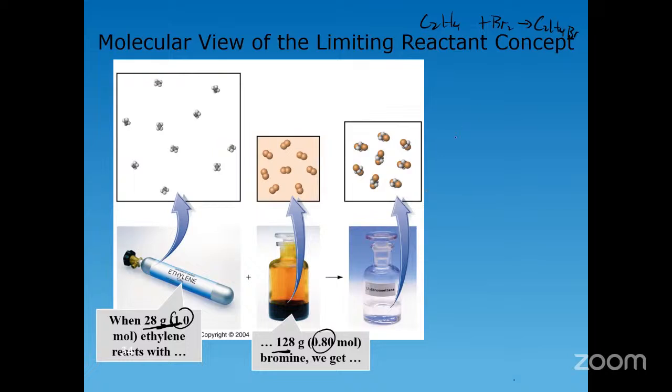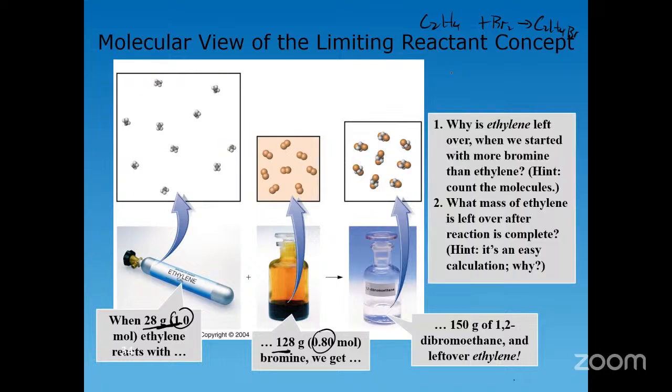So what will happen is, let's see here. Okay, I don't have the space to scribble, but basically because it's a 1-to-1 ratio between the two, the bromine being the limiting reactant will react with the same amount of ethylene, which is 0.8. So therefore, the amount of ethylene left over would be 0.2 moles, right? So that answers this question here. What mass of ethylene is left over? And the answer here is 0.2 moles, all right?